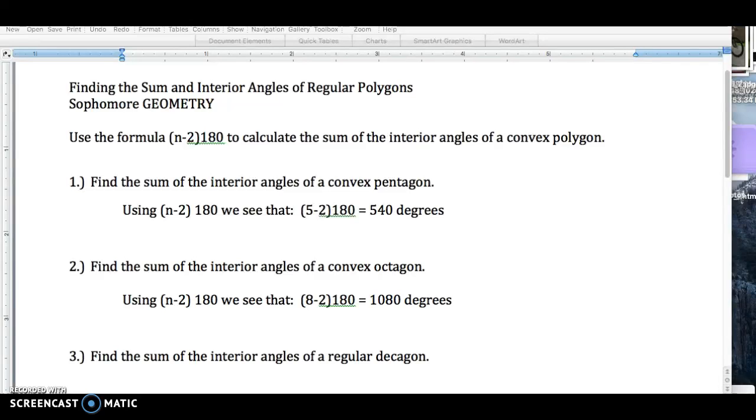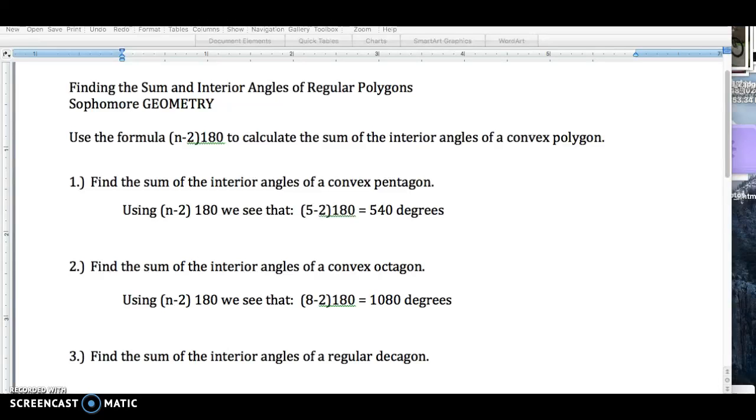So for today's lesson, we'll be finding the sum of the interior angles of regular polygons, as well as each individual interior angle of a regular polygon. This is for sophomore geometry students. So the heart of this lesson is that you need this n minus 2 times 180 formula.